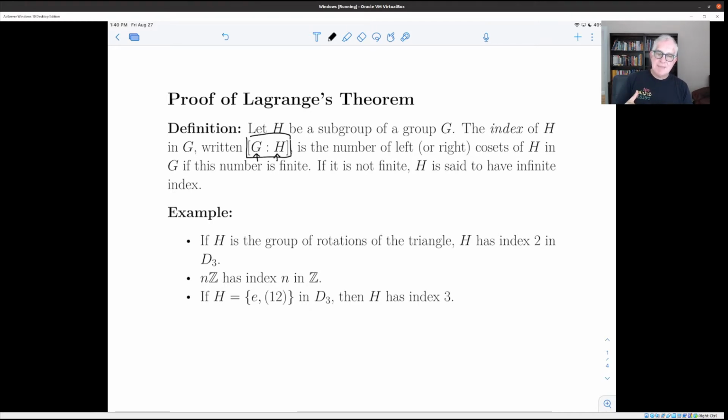Now, it can happen that a subgroup has infinite index, and if that's the case, then you say H has infinite index.